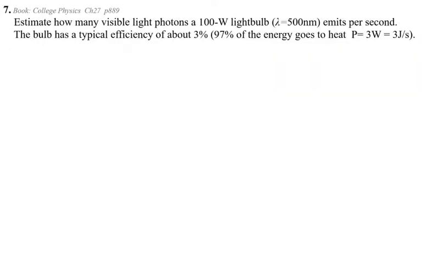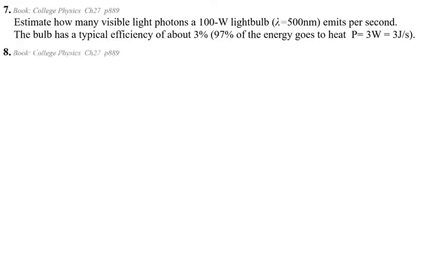For number 7, they say estimate how many visible light photons a 100-watt light bulb with a wavelength of 500 nanometers emits per second. The bulb has a typical electric efficiency of 3%. 97% of the energy goes into heat, and they give you how many watts go into heat. So when they say it's a 100-watt bulb, that means it emits per second, right?